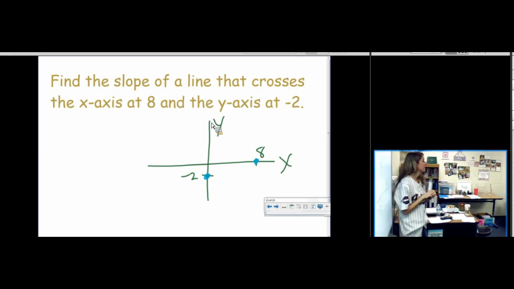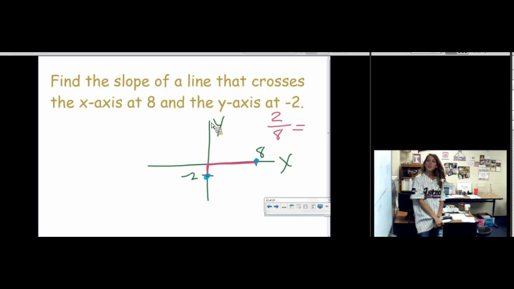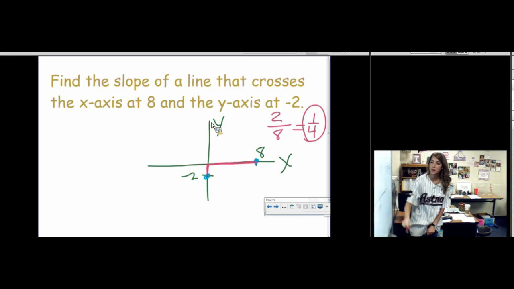Look, it's going up, up, up, up, up, up, up, up, up. Okay, good. Show me, guys. How much do you rise? What's the rise from -2 to 0? How many do you rise? 2. How many do you run? 8. 2/8 is never the correct answer. You have to simplify. The answer was 1/4. There should have been no complaining about that problem because that was a very easy problem. So the slope of this line is 1/4.